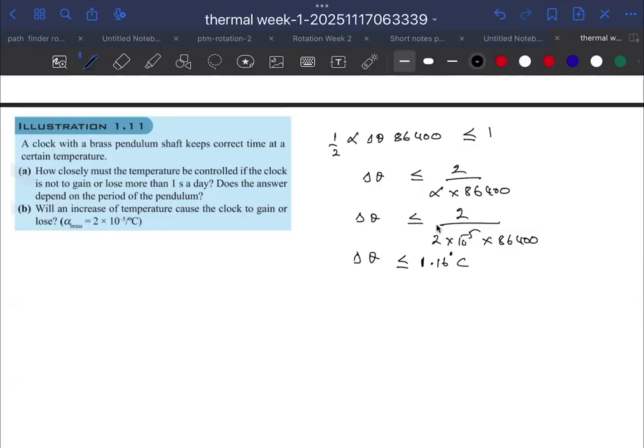Right. Will an increase of temperature cause the clock to gain or lose? What happens if the temperature is raised? That is okay. Loss or gain?